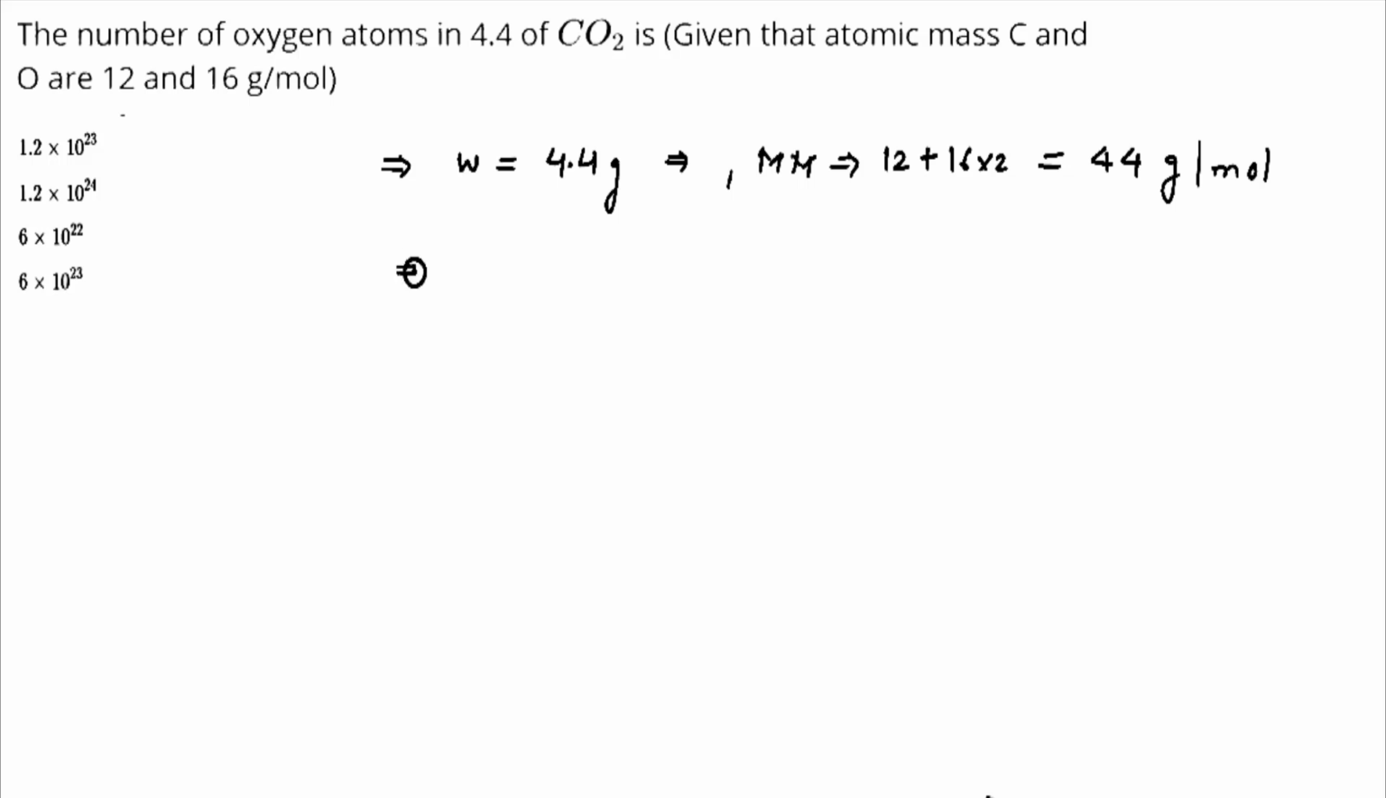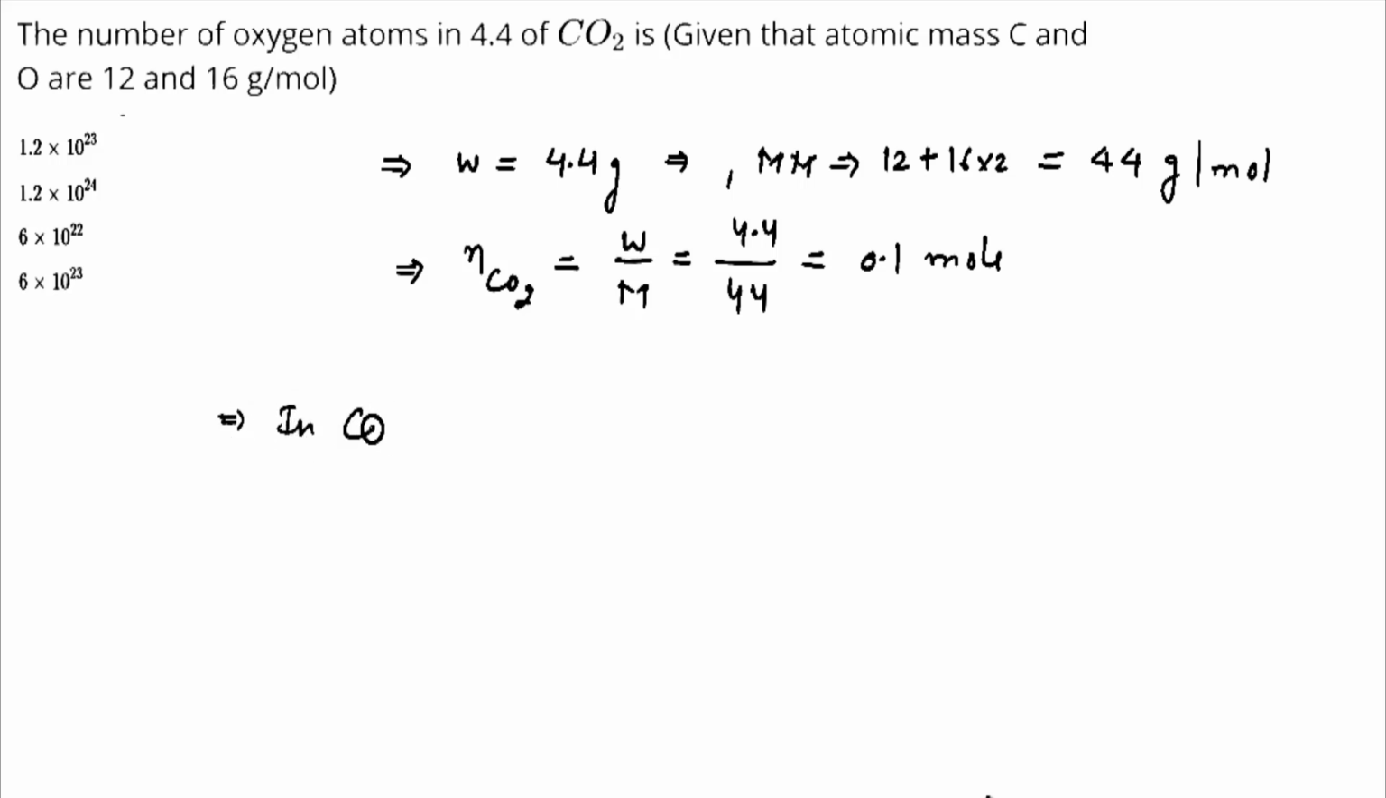Now we can find out the number of moles of CO2. N of CO2 will be equal to given mass upon molar mass, which will be 4.4 divided by 44, that is 0.1 mole. Now, let's talk about the compound. In CO2, 1 mole contains 2 Na oxygen atoms.